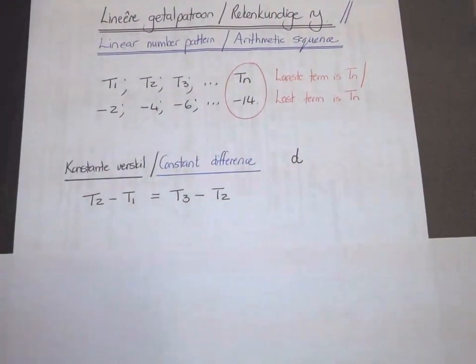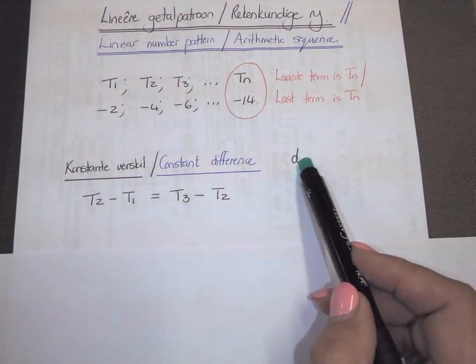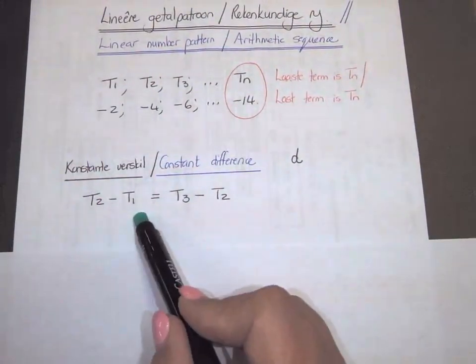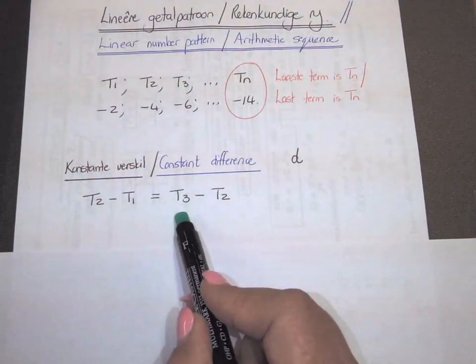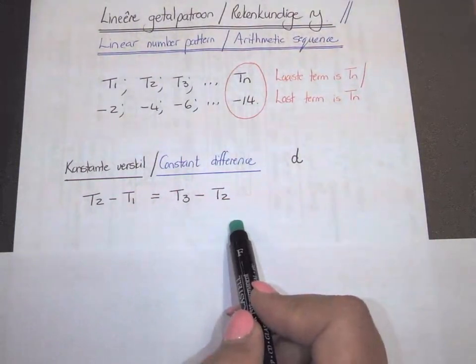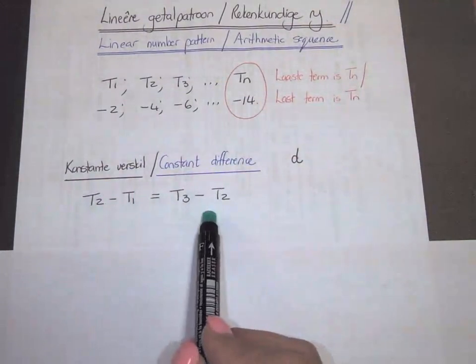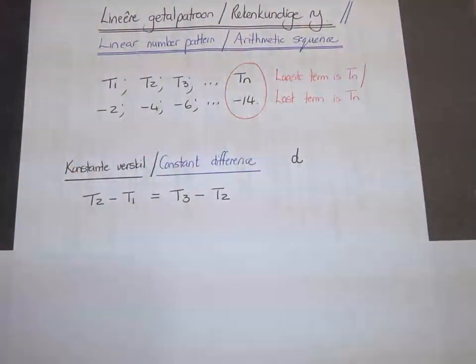The constant difference in an arithmetic sequence is called D, and you get it by calculating term 2 minus term 1. That's also equal to term 3 minus term 2. And you're going to use this when they give you a sequence with x's or p's. How do you get the constant difference when all the terms are x's? You take the second one minus the first one. That equals third one minus second one.